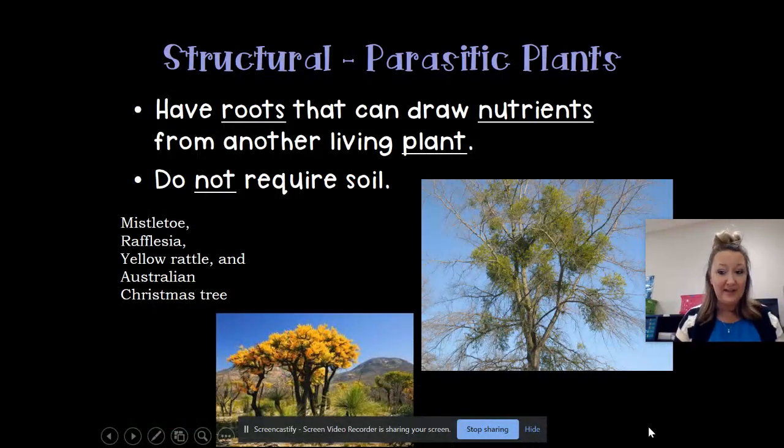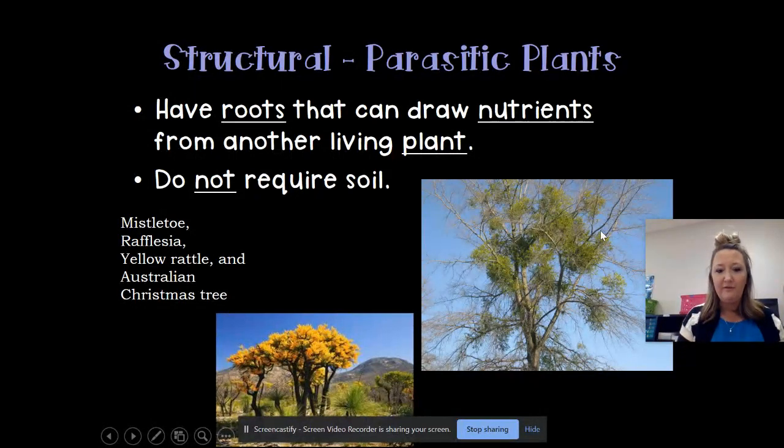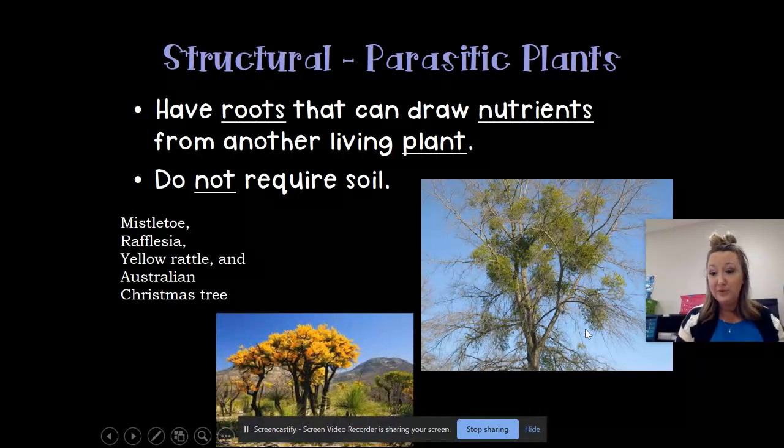Some plants are parasites, meaning that they draw nutrients from another living plant. They don't require soil, and these can be harmful to another plant. For example, mistletoe. We always think about mistletoe as a Christmas time treat, but mistletoe is actually a parasitic plant, and you see it on the right side in the picture of the tree with all of those green bundles. All of those green bundles are mistletoe bundles, and they are growing into that tree and sucking nutrients that the tree has in order to feed themselves. So, parasitic plants do exist.